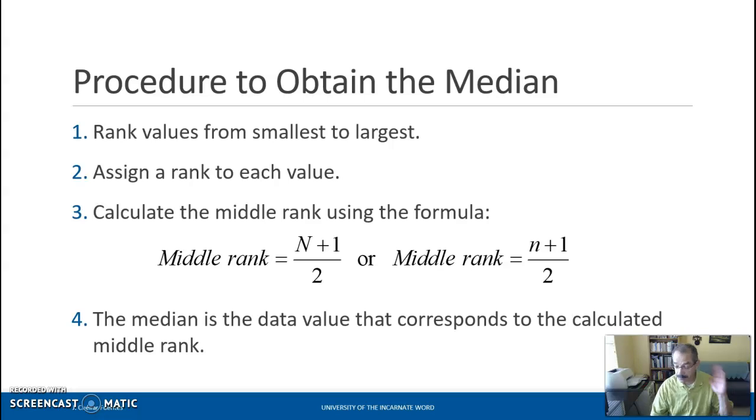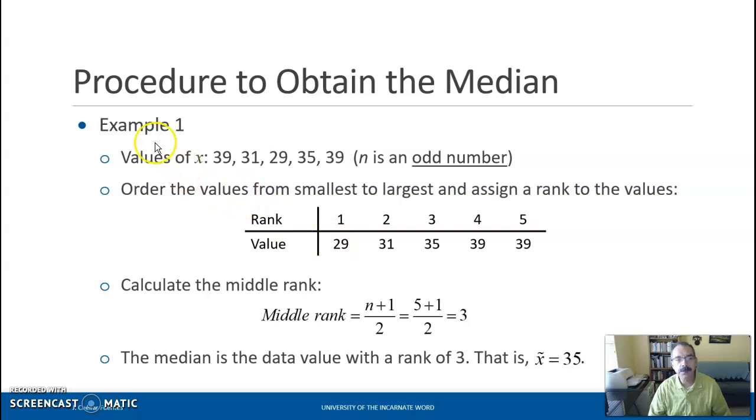So the very first step is to rank the values from smallest to largest. The second step is to assign a rank to each value and then calculate the middle rank using this formula. The first formula is if you're using the population, so it's the number of observations in the population, N, plus 1, divided by 2. Or if you're using the number of values in the sample, then it'd be lowercase n plus 1, divided by 2. Then the median is the data value that corresponds to the calculated middle rank. Let's look at an example.